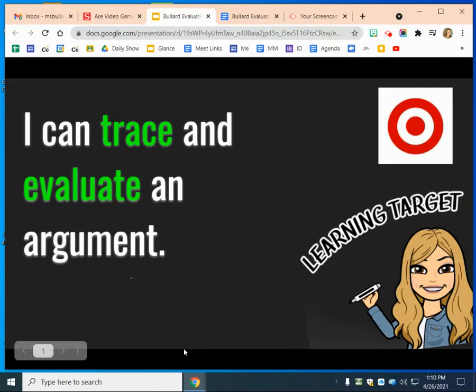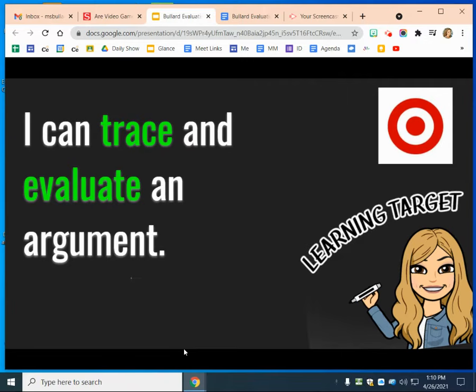All right, welcome back to our article of the week. Today's learning target is I can trace and evaluate an argument. Okay, I'm going to talk to you all about what an argument is and what it's not in just a little bit, but I want to focus in on those two verbs, trace and evaluate.